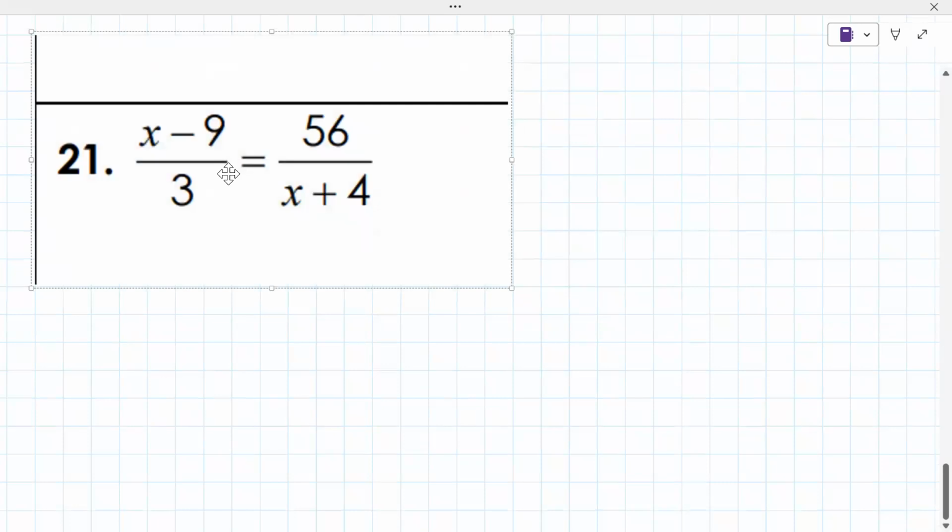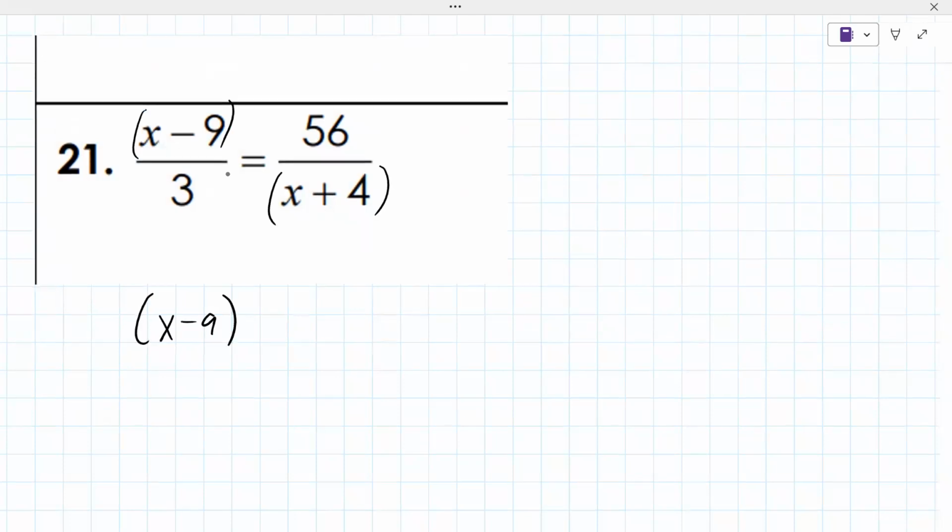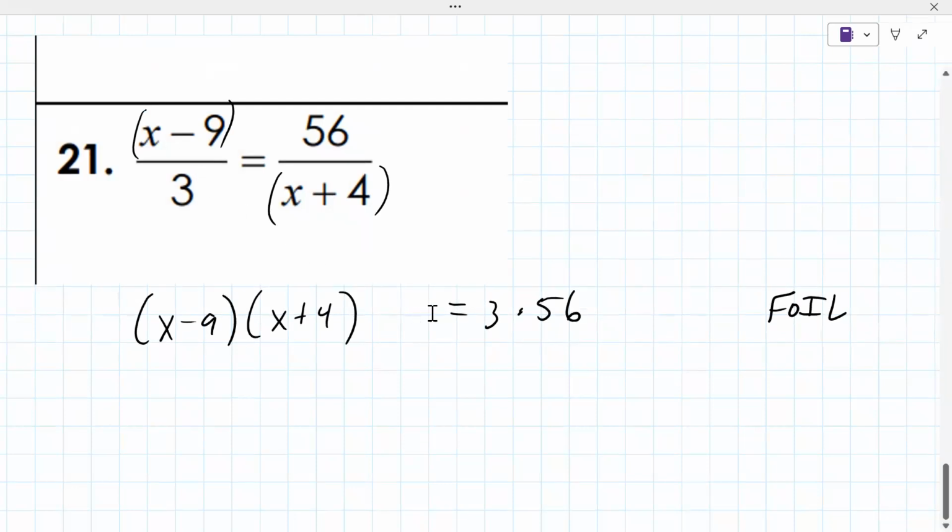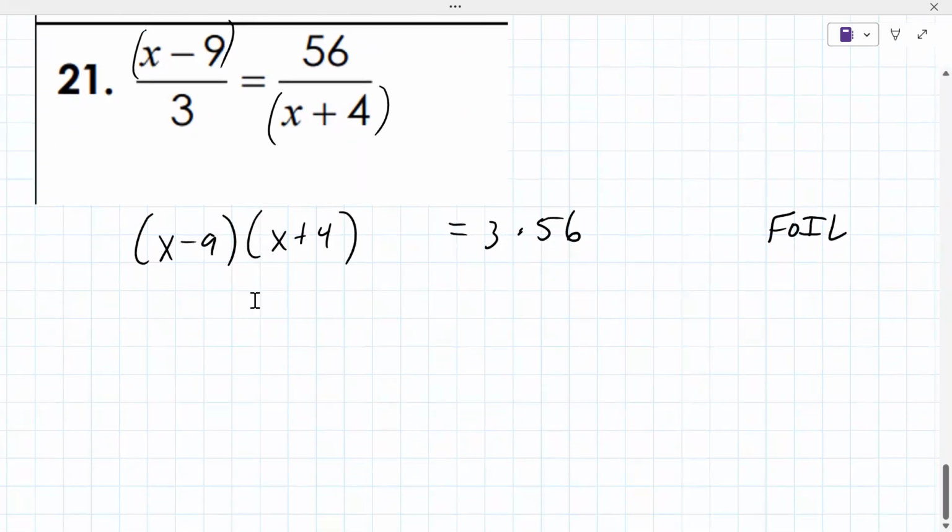There's no pre-reducing here. You do have to diagonally multiply. This time though, it's a binomial times a binomial. You're going to FOIL that: first, outer, inner, last. I always ask because I want to check here. Do you remember how to FOIL this? Do you want us to do an example? No, I got it. Okay.